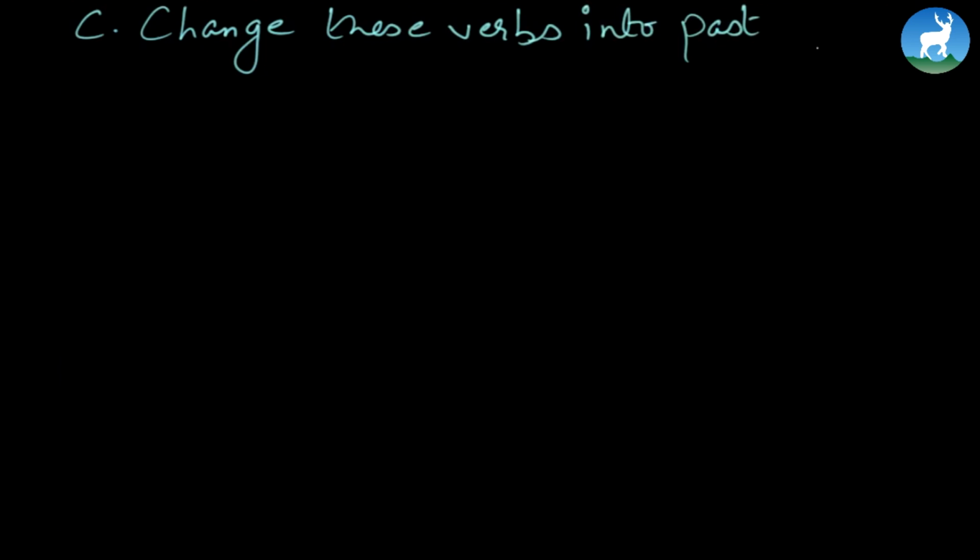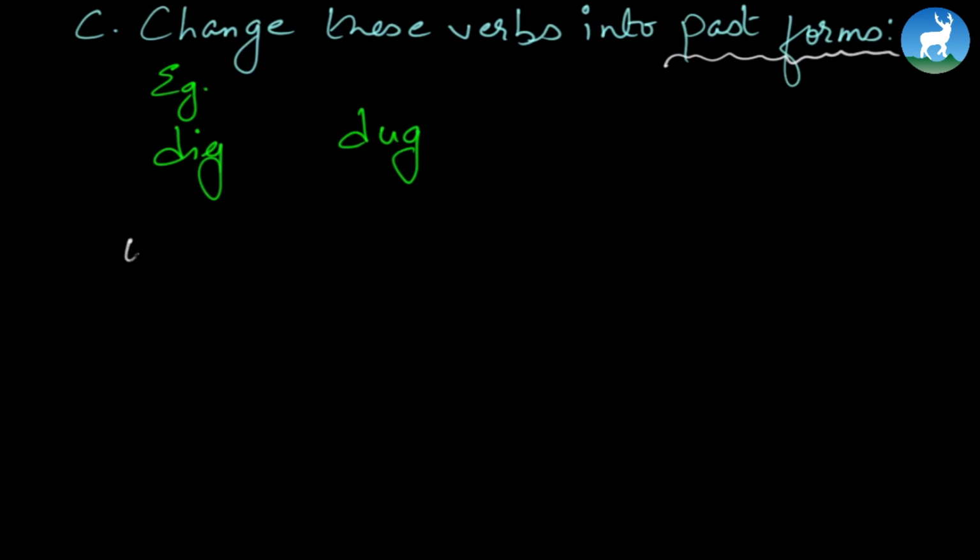So you have the verbs given. What are the verbs? These action words. Change these verbs into past forms. What is the past form? An event that had happened in the past. Simply, we are putting all these verbs in the past form. So for example, you have as an example the simple present dig, its past tense should be dug. How about write? What is the past tense of write? Similarly, what is the past tense of go? What is the past tense of sleep?